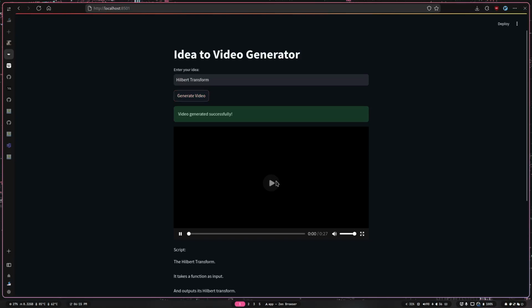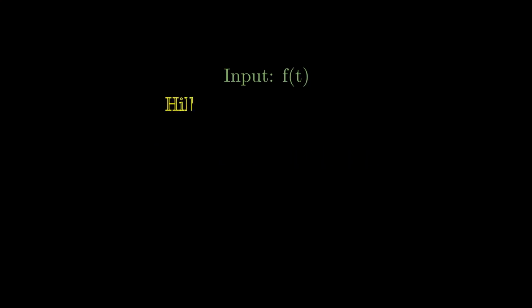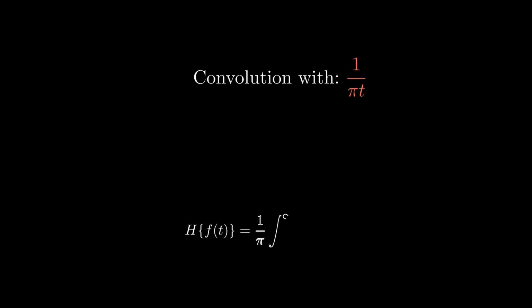I'll just show this as well. The Hilbert transform. It takes a function as input and outputs its Hilbert transform. The transform convolves the function with 1 over pi times t. Mathematically, the Hilbert transform is given by this integral. Visually, it can be seen as a rotation, represented by this matrix, the result of transformation. It has many applications, especially in signal processing.